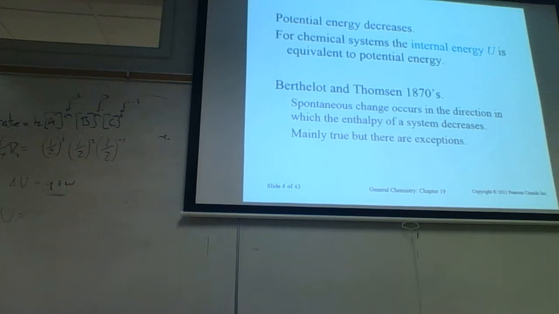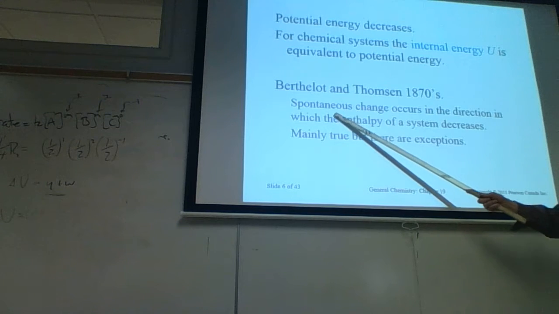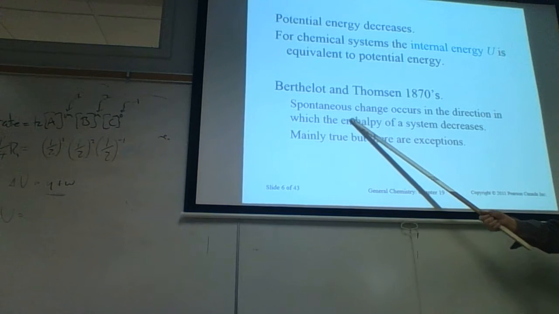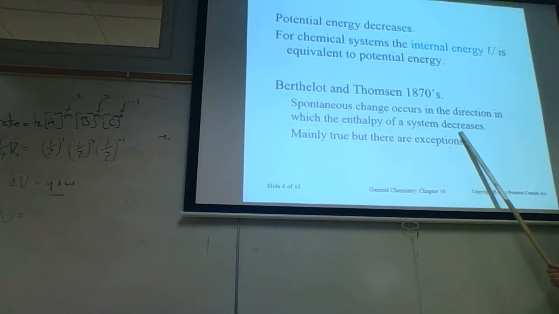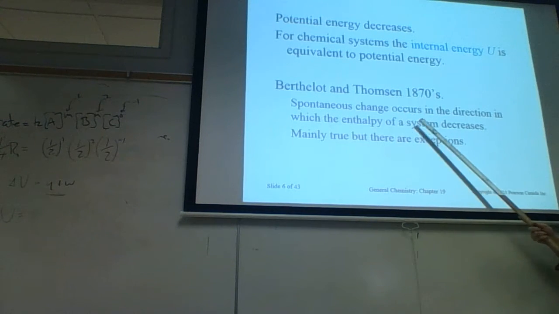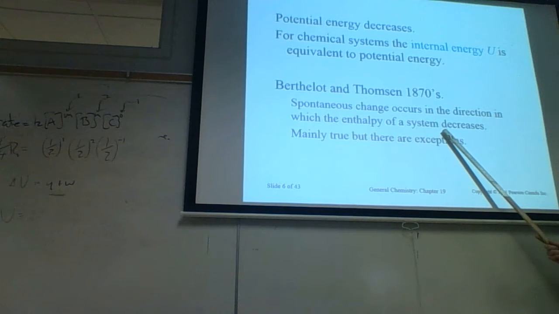Ions floating around in solution, high energy. Ions coming together to precipitate, low energy. So precipitation. And in physics, it's the same way. High gravitational potential energy. If I let go of this, it's going to drop to lower gravitational potential energy. And so this is what was thought. It was thought that spontaneous change occurs in the direction in which the enthalpy, which is the energy at constant pressure, of a system decreases. And you should be able to predict it.